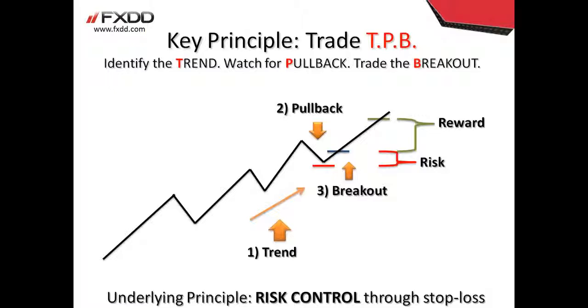This is my general approach, and this in and of itself is not a strategy, but I will be showing you a strategy that takes advantage of this particular approach. So this pretty much underlies all of my trading on a daily basis. What I'm looking for first, TPB, is to identify the trend. That's the T, identify the trend. Number 2, I'm looking for the P, which is watch for a pullback.